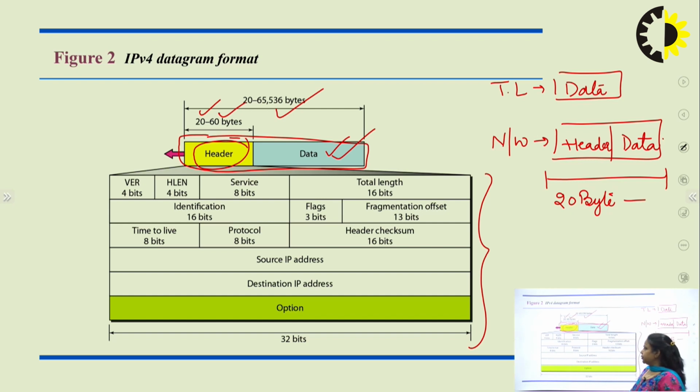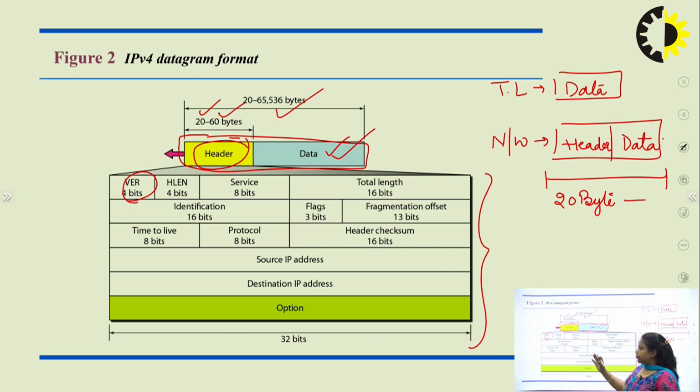First of all, we are going to talk about the first parameter, that is VER. VER stands for the version. Because we are talking about the version of the IPv4 protocol, it means it is 4 bits long. The size of the version is 4 bits long.